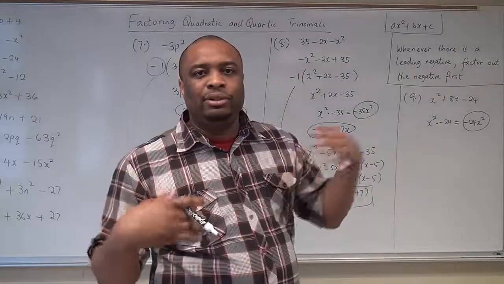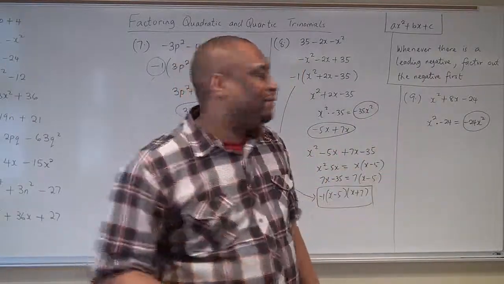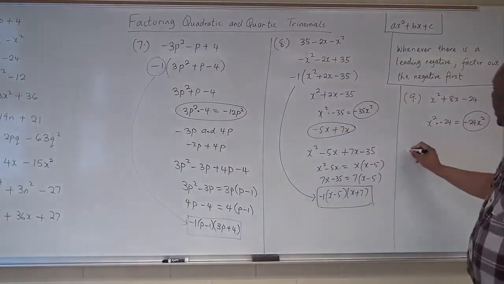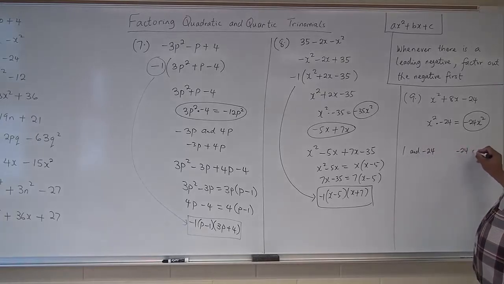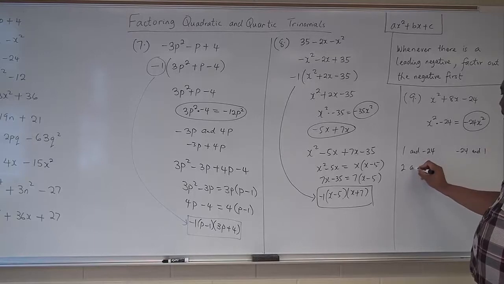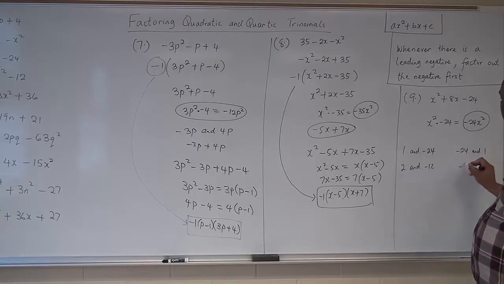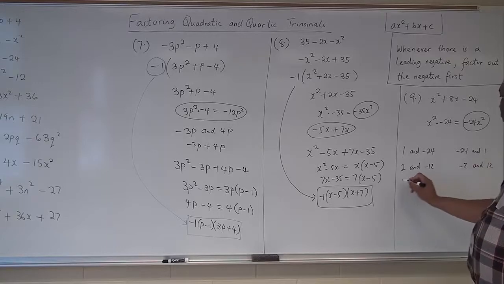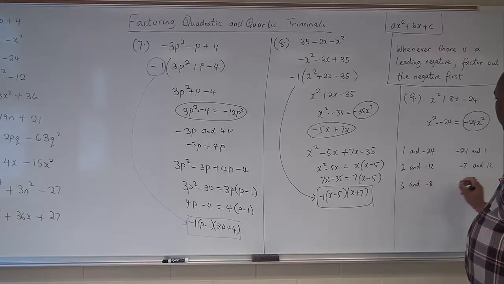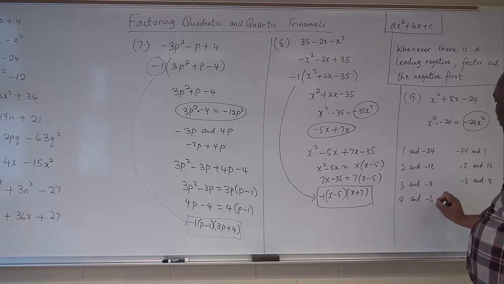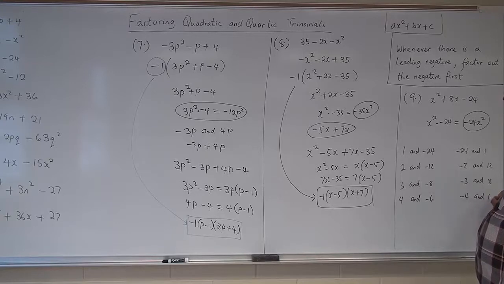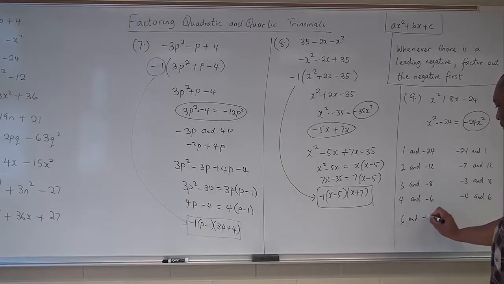Some folks ask me, where do you stop? Some students have asked that, and I'll tell you how. We have 1 and negative 24, negative 1 and 24, 2 and negative 12, negative 2 and 12, 3 and negative 8, negative 3 and 8, 4 and negative 6, negative 4 and 6. You see, the next one will be 6 and negative 4, but you have already said it here.